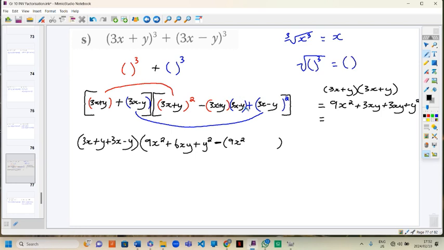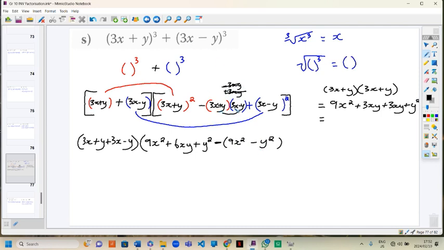And what is 3x times negative y? It's negative 3xy. And what is y times 3x? Positive 3xy. So what is negative 3xy plus 3xy? 0. They're going to cancel each other out. And then finally, what is y times negative y? Negative y squared. Can you see that that is now my difference of two squares that we were talking about in the previous video?